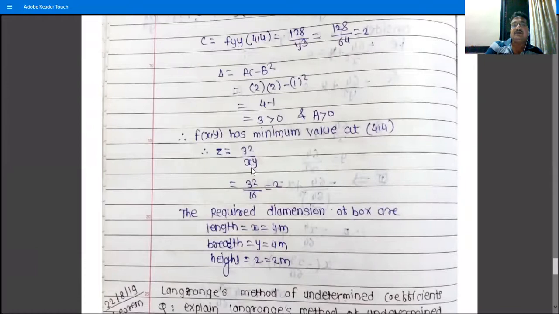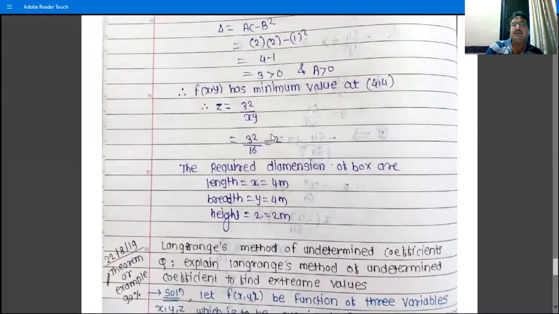So x is 4, y is 4. Then find z as 32 by x into y. So 32 by 16, that is, z is 2. So if we take x as 4, y as 4, and z as 2 as the dimensions, that is length, breadth, and height, then the surface area becomes a minimum.